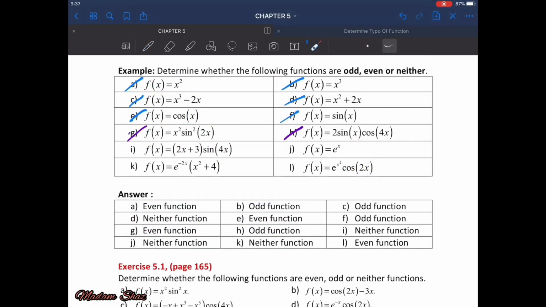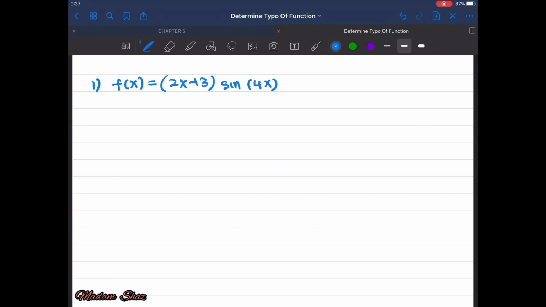For example, f(x) is equal to (2x plus 3) multiplied with sine 4x. The first step, substitute x become negative x. So if you have a polynomial multiplied with a trigonometric function, you don't have to expand, okay? So no need to expand. You just directly substitute x become negative x.